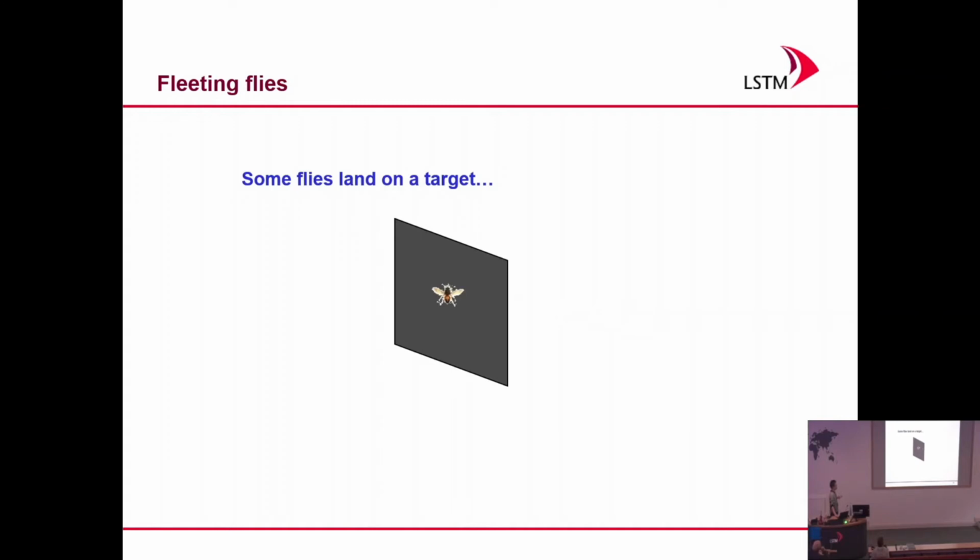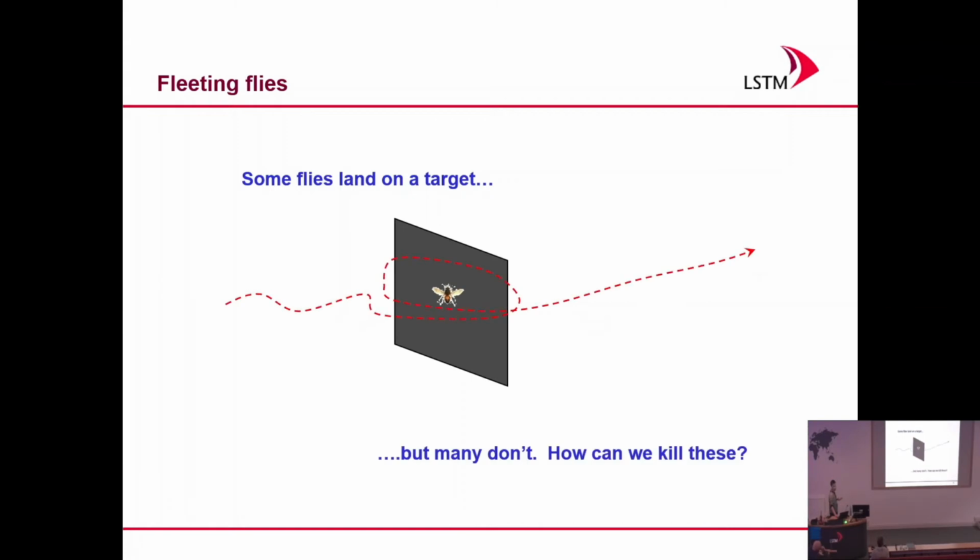And then they also found that some flies do land on the target, but others will come to it, they're attracted to the blue, but they'll fly around and then fly away. So how do we kill these ones as well? And this is done with the addition of a flanking net on one side of the target.